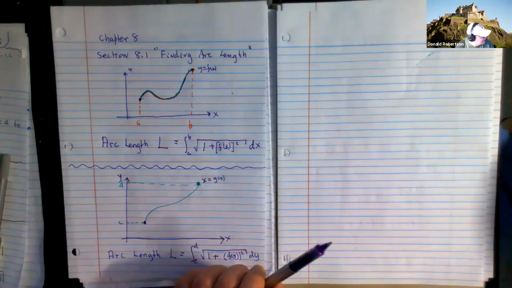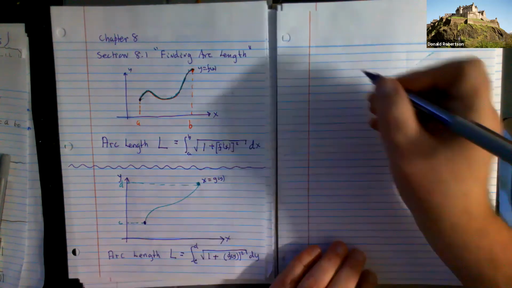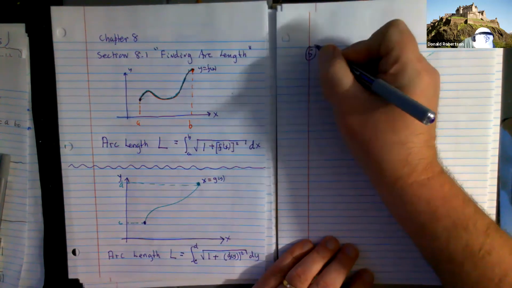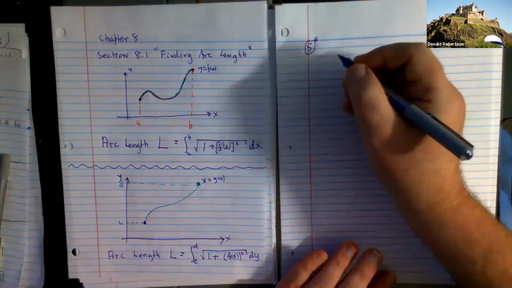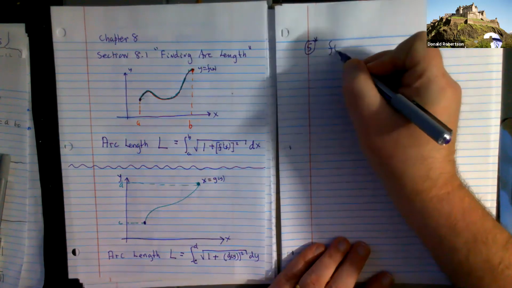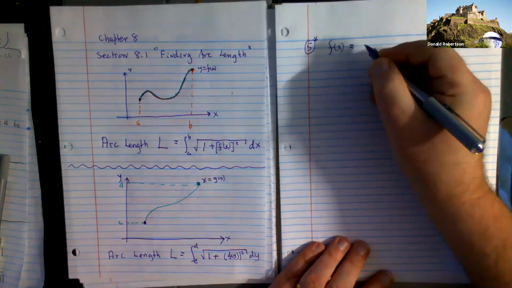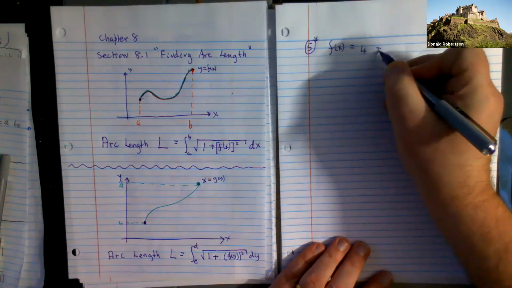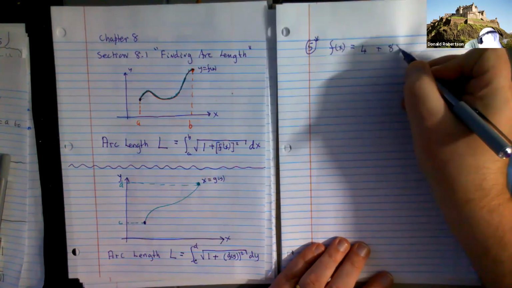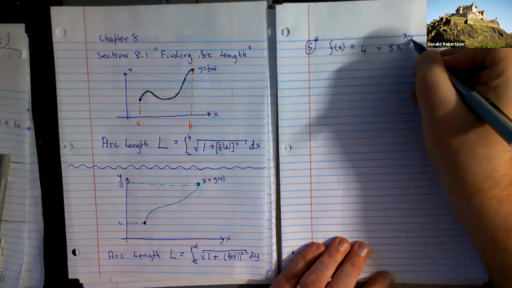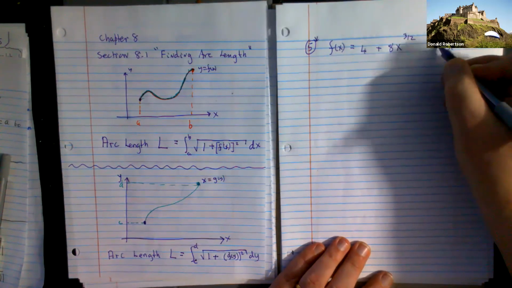Let's up the ante and pick this fella. This is a version of equation 5. It won't be quite yours, but it will be similar. And the function that we're going to be finding the arc length for, and the x's are going to be from 0 to 1.